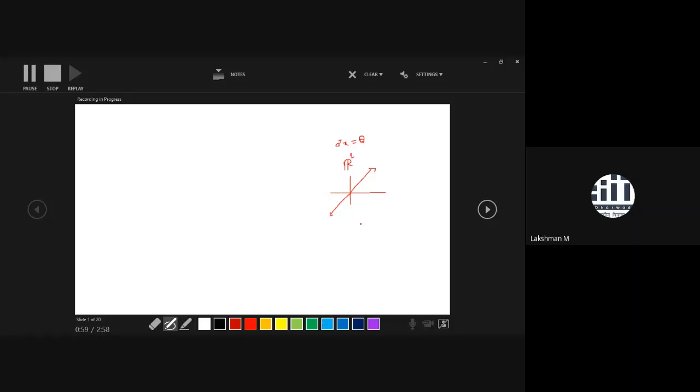If you are going to R3, what does A transpose X equal to 0 represent? In R3, it will represent a plane passing through the origin. Like this, the equation of this plane you can call A transpose X equal to 0. Because if you open this up, A would be a three-dimensional vector, and X would also be a three-dimensional vector.